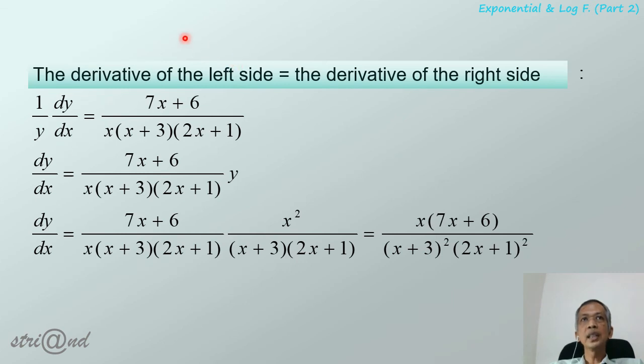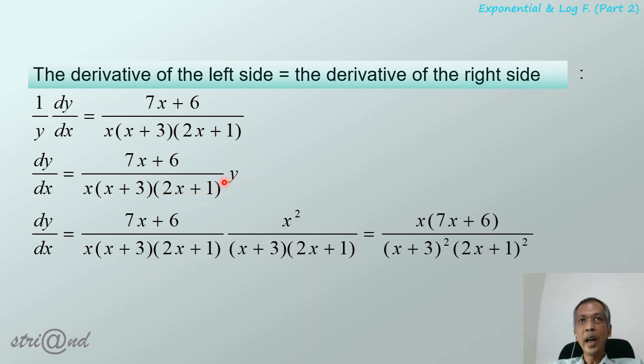From the previous slide, we have found that the derivative of the left side is 1 over y times the derivative of y with respect to x. And the derivative of the right side, from the previous slide, we have found that it is 7x plus 6 divided by x times (x plus 3)(2x plus 1). And then the y here can be moved to the right. So we have 7x plus 6 divided by x times (x plus 3)(2x plus 1) times y.